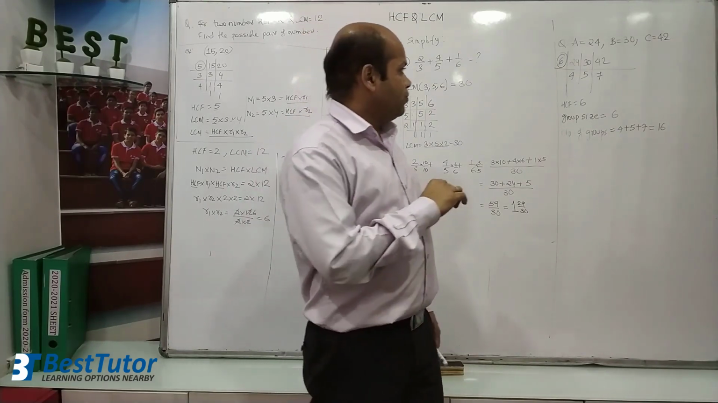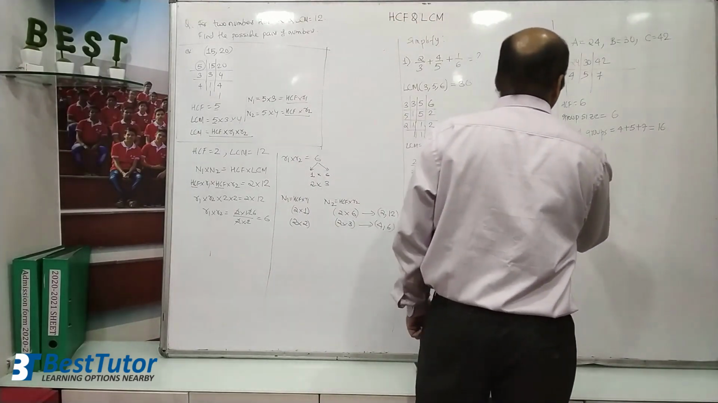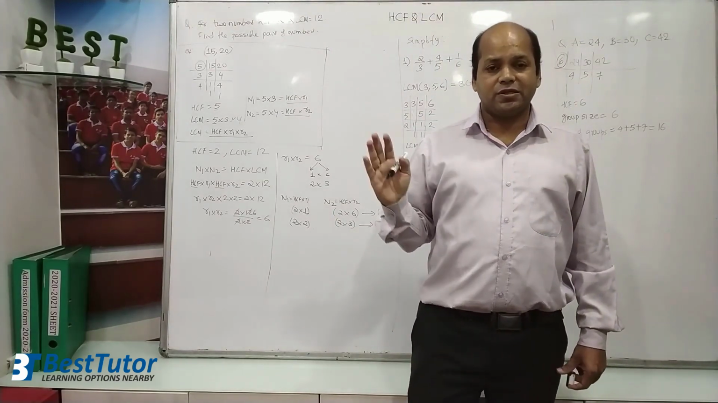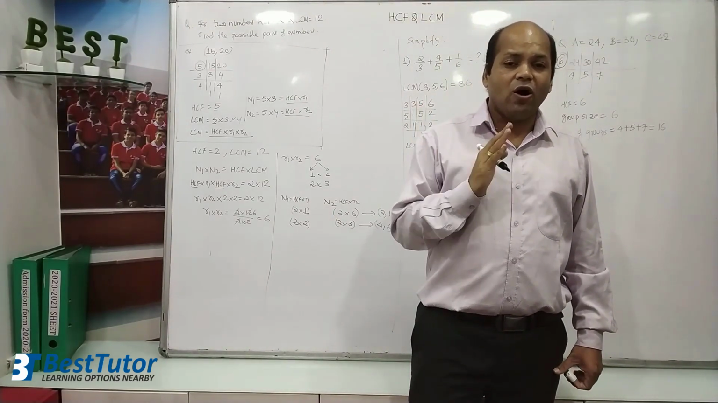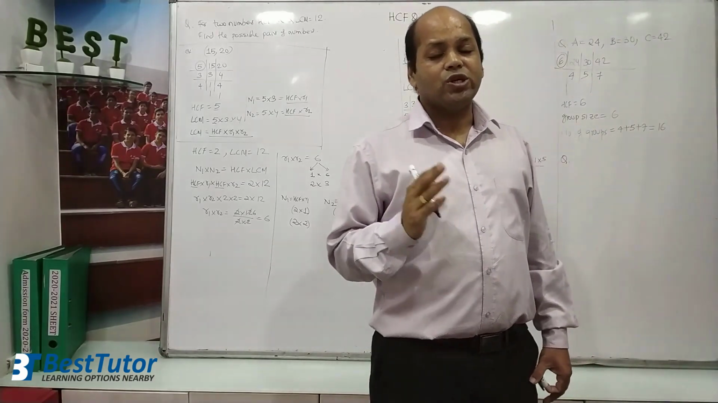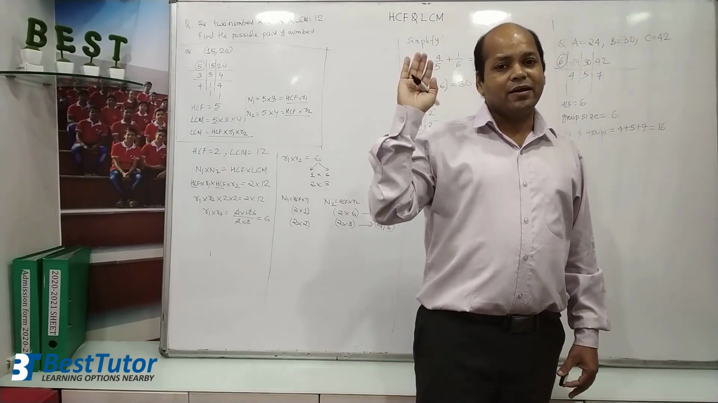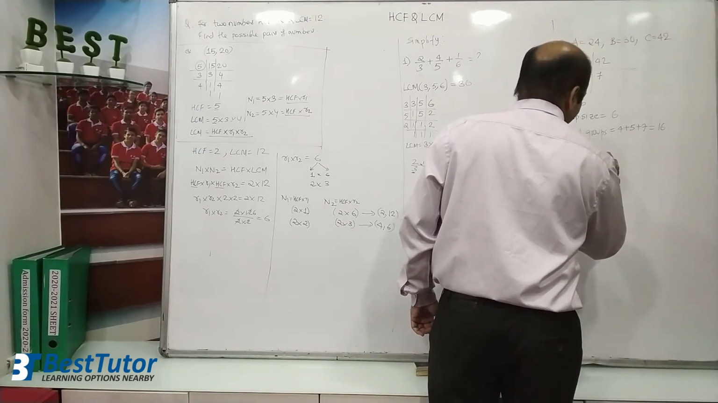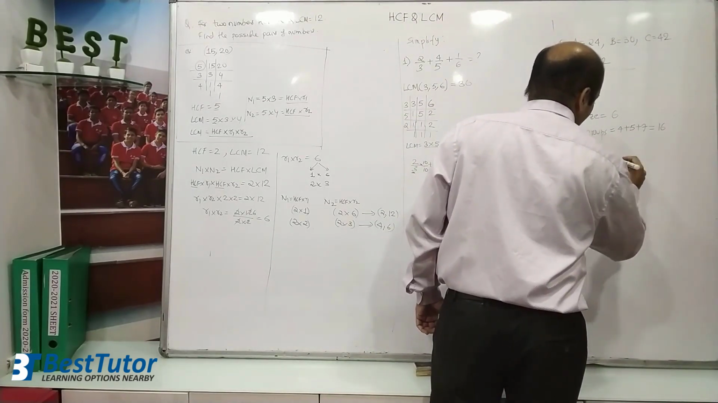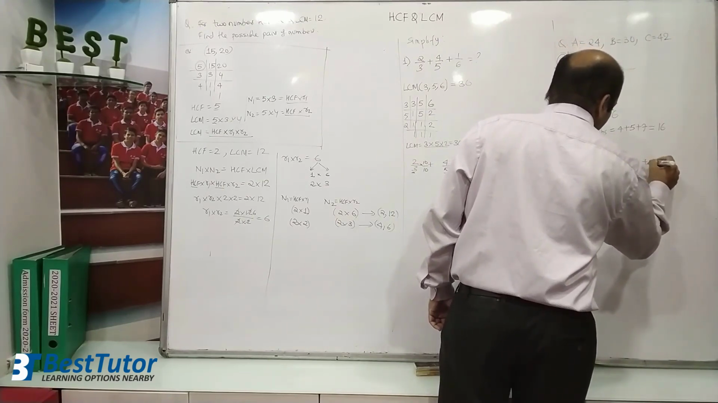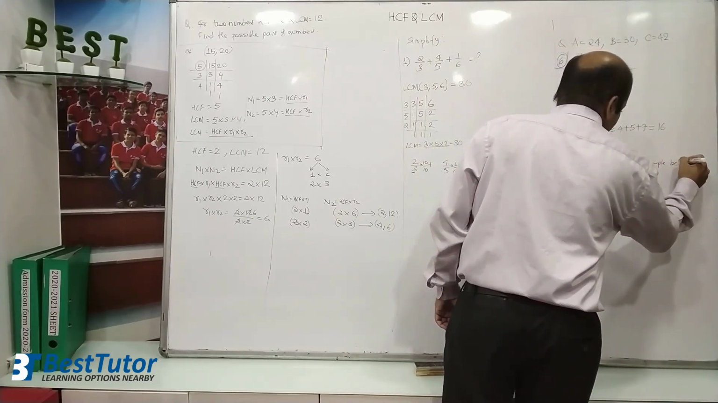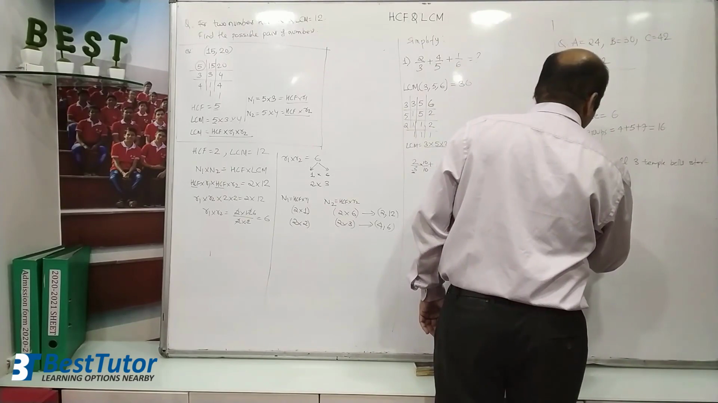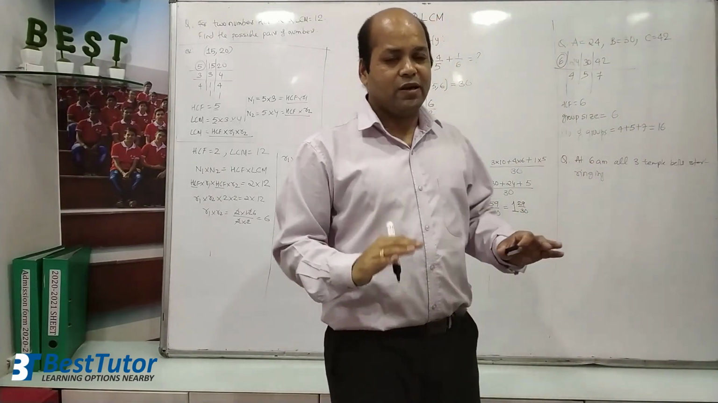Okay? Now, the next type of question is on LCM word problems. Let's say in an area, there are 3 different temples. And all 3 temples have their own schedule of prayers and ringing the bell. Fine? So, if I say that at 6 a.m., all 3 temple bells start ringing. Okay? 6 a.m., all of them are ringing.